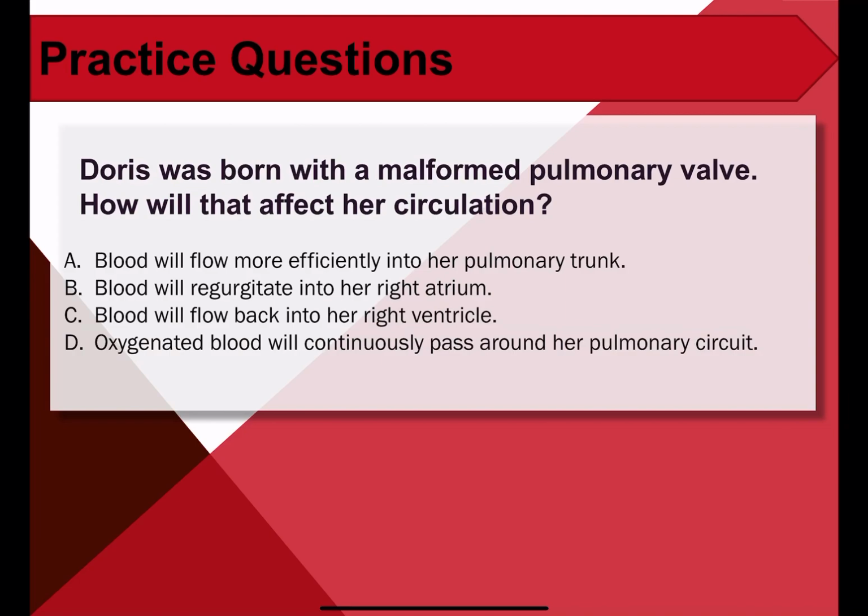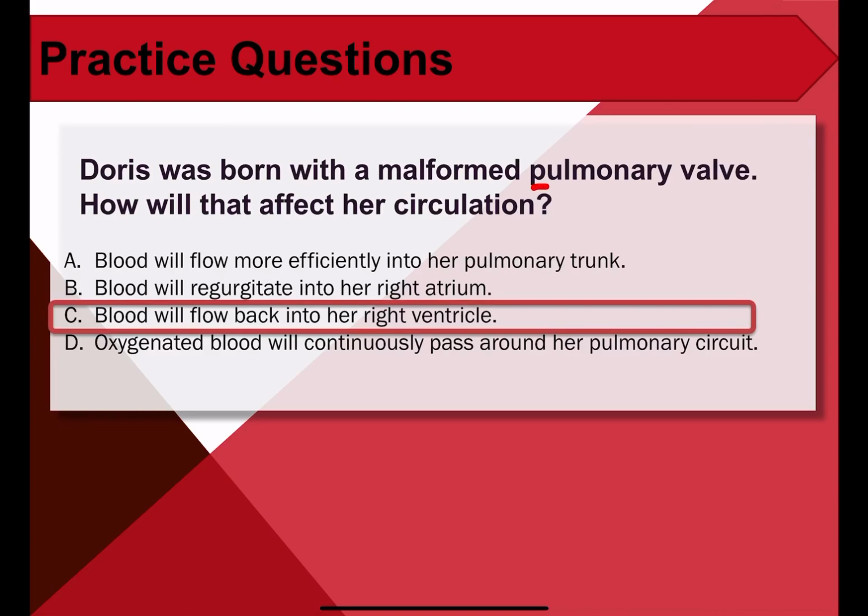Doris was born with a malformed pulmonary valve. How will that affect her circulation? You have a malformed pulmonary valve. So where is the pulmonary valve? Blood will then flow back into her right ventricle, because the right ventricle pushes through the pulmonary valve into the pulmonary trunk. So if the pulmonary valve is broken, then the blood is going to remain in her right ventricle.